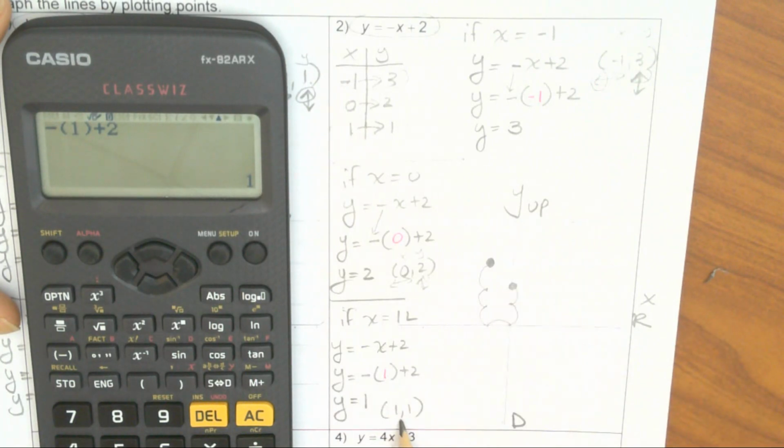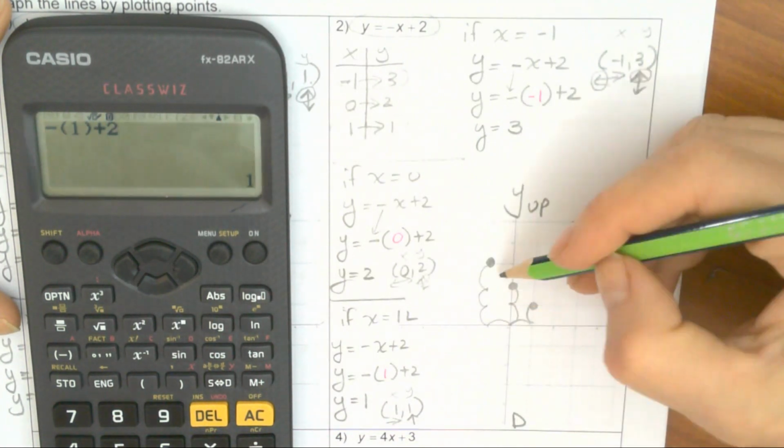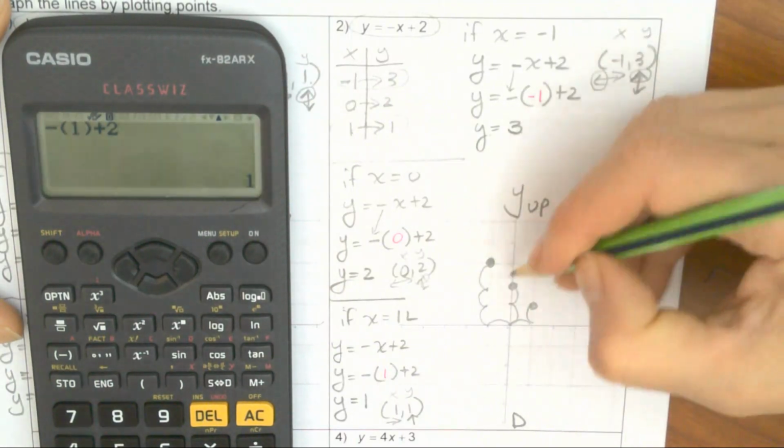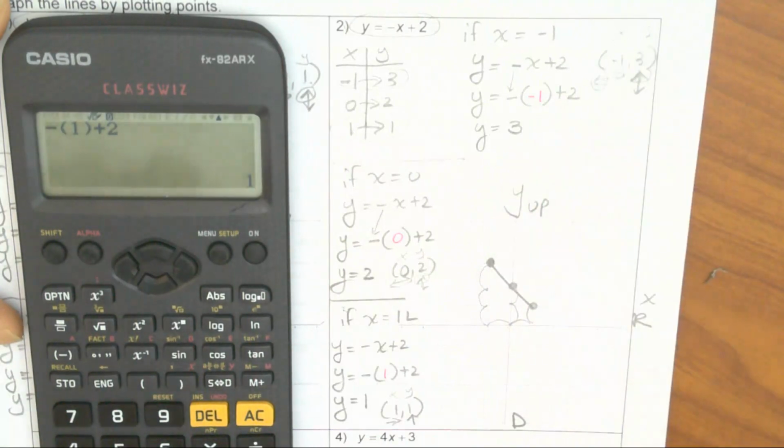Now this one is 1, 1. So this is go right 1, go up 1. And you can see with your eyes that these points are all in a line. They're collinear. And I'm going to do something wrong. There, I joined it up. That's wrong, because that's a line segment. That's a piece of a line.